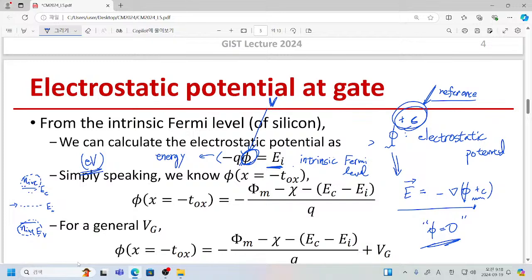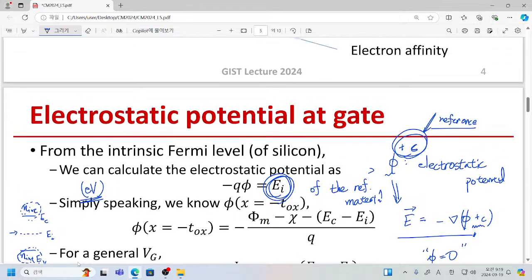So simply speaking, when we say the electrostatic potential at a certain position, then by using this relation, you can always find out the intrinsic Fermi level of your reference material. Please understand, whenever I say intrinsic Fermi level, I always add a certain limitation: of the reference material.